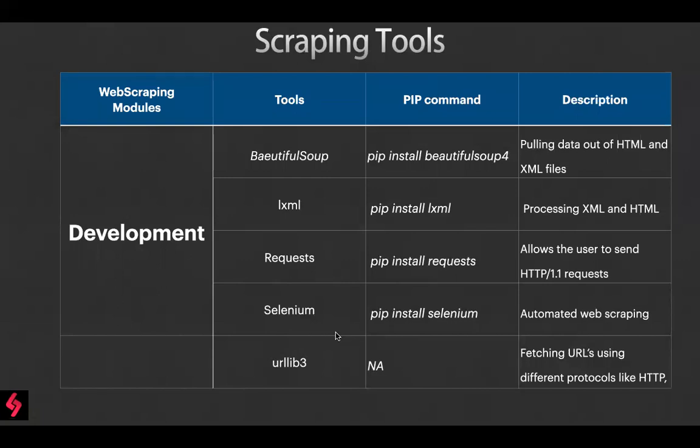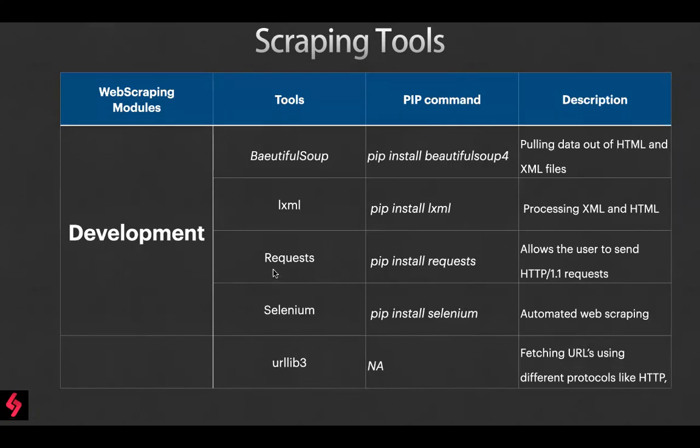So even when the data keeps changing on the website, we can use Selenium to extract the information. And the last one is urllib3, which is very important when you are fetching data over different protocols like HTTP, FTP, SMTP, like from the mail or different ways. Then we can go for urllib3.